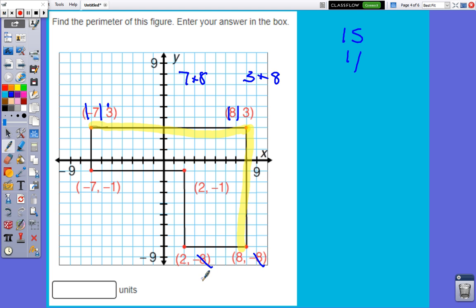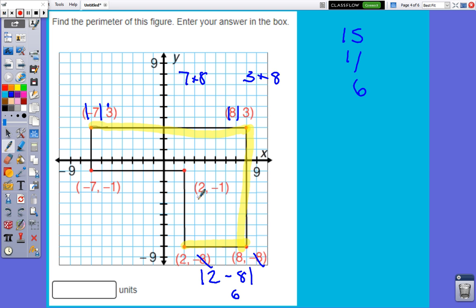A little tricky. I take 2 minus 8, but it's the absolute value of this difference. Well, 2 minus 8 is -6. The absolute value of -6 is 6. So that length is 6. So I will highlight that. Don't need that anymore. I go here.